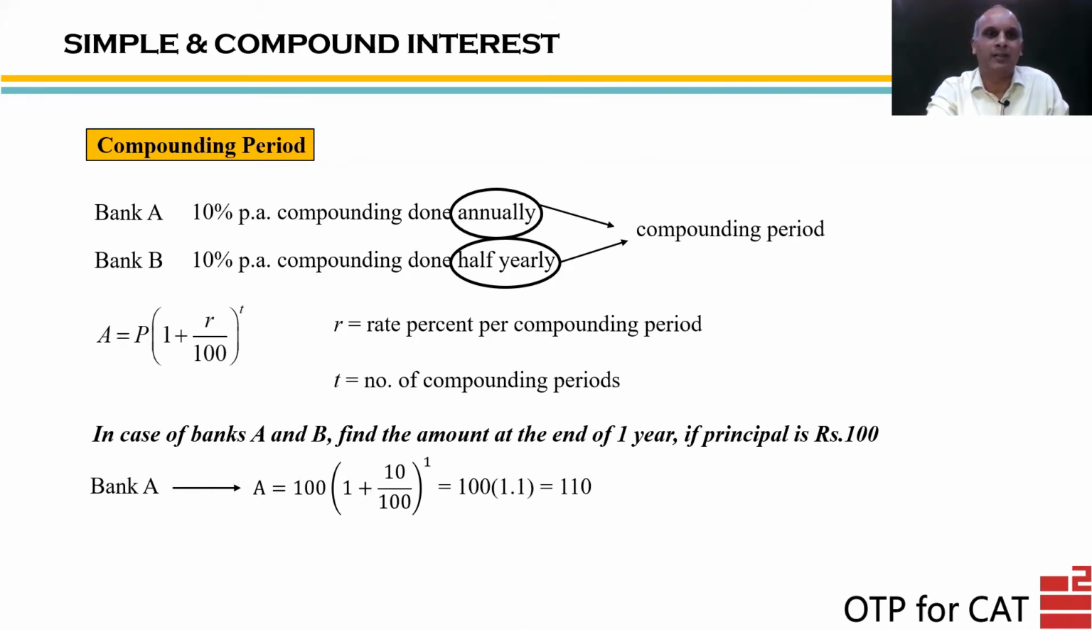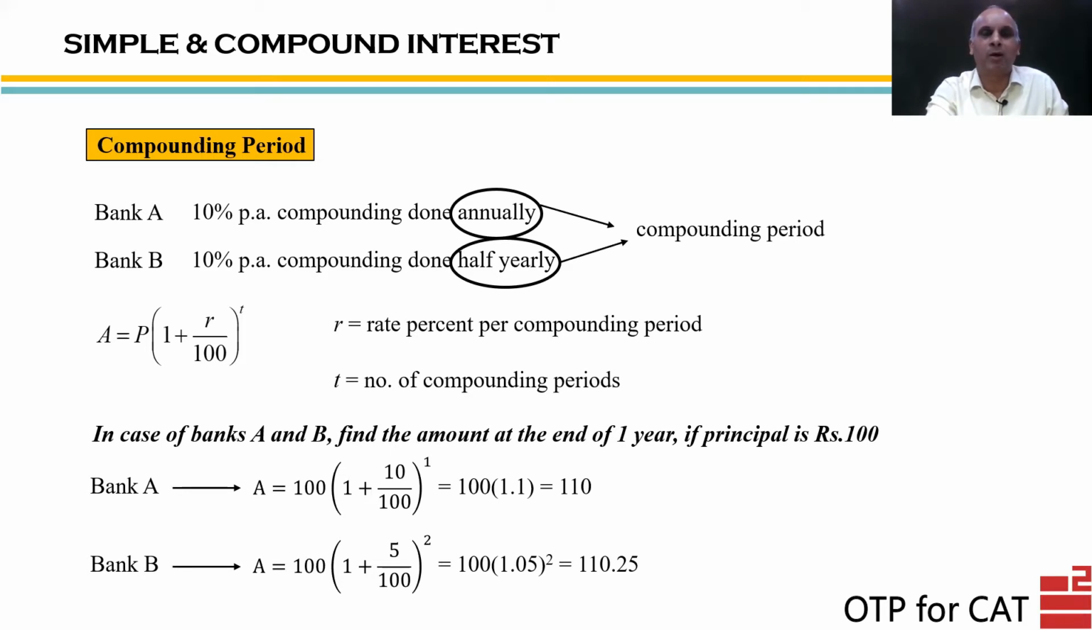But in case of Bank B, since Bank B is offering compounding done half yearly, but 10% is per annum. So per annum means in 1 year. So that means Bank B in 1 year gives you 10%. So in half year, it will give you how much? It will give you obviously 5%. So R will be taken as 5%. And in a 1 year period, how many half year periods are there? 2. And so our formula becomes this, which gives me the value of the amount as 110.25 rupees.